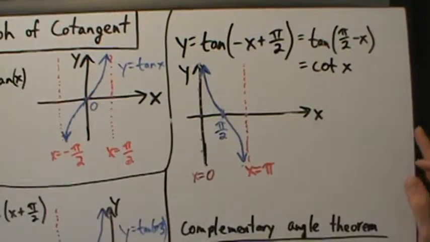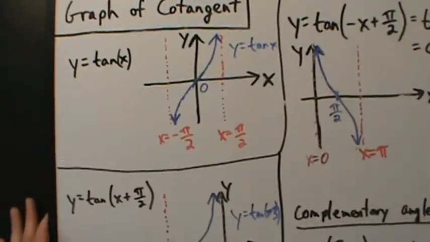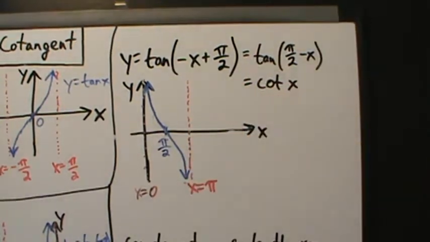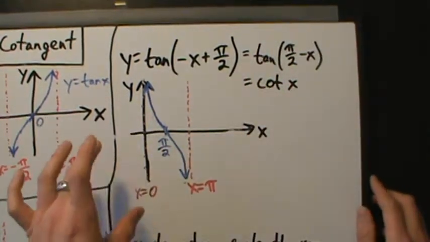And that's why I went through all these transformations, so that we can shift and then reflect, so that we can actually get this and use the complementary angle theorem. Okay, so it's a little bit different. It's different from how we did sine and cosine.